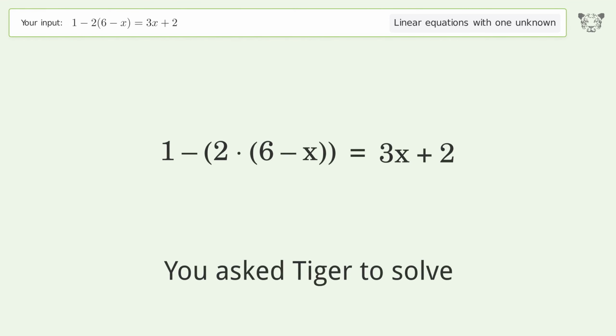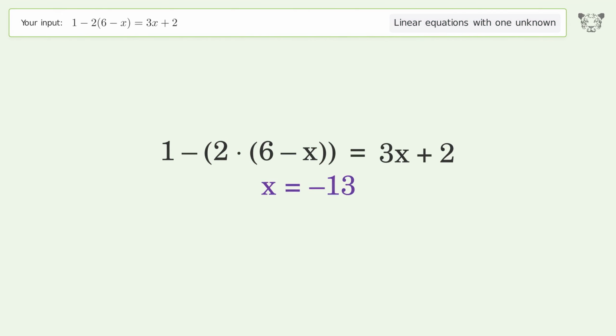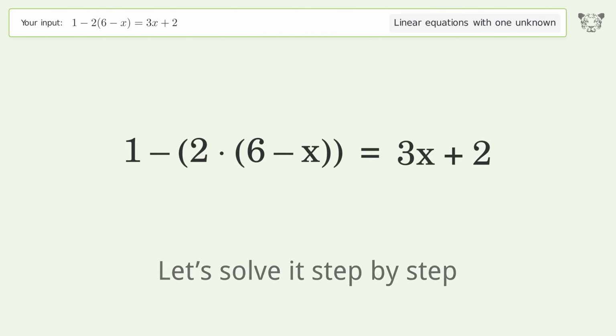You ask Tiger to solve this. This deals with linear equations with one unknown. The final result is x equals -13. Let's solve it step by step.